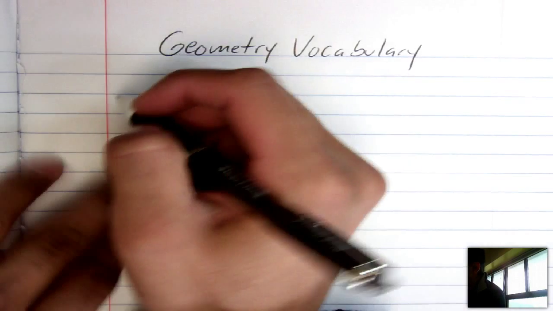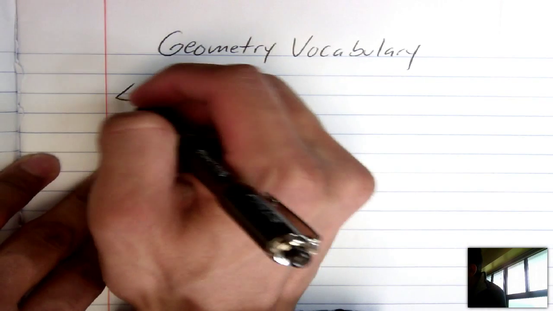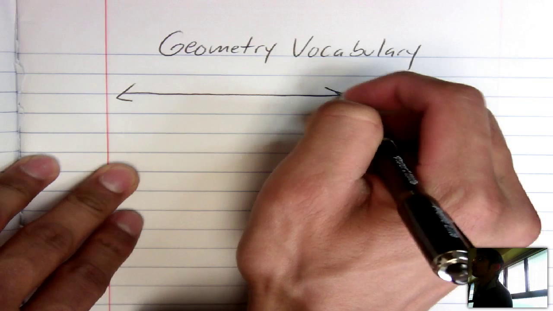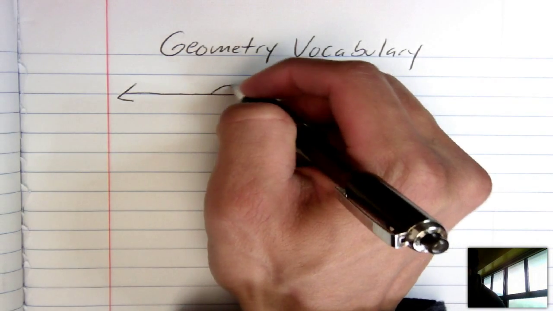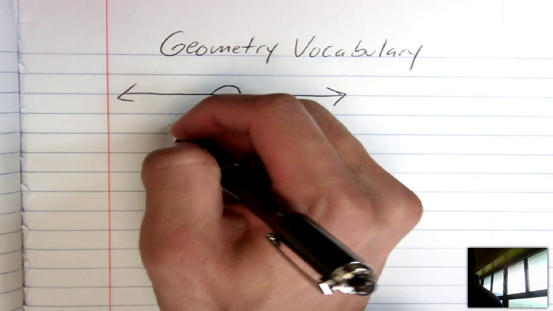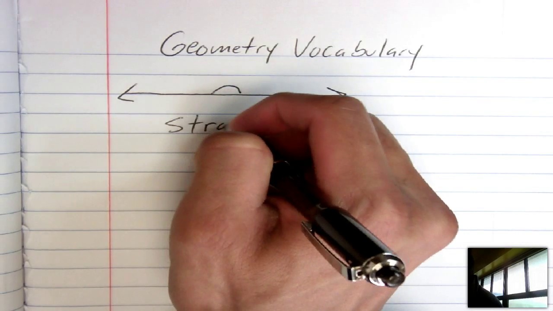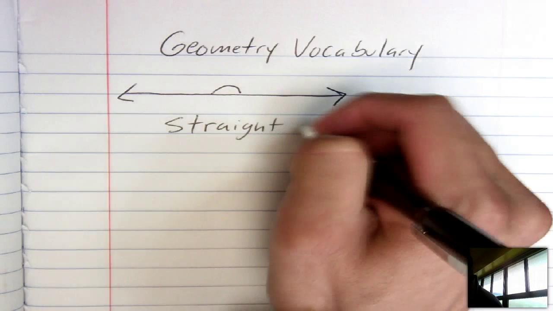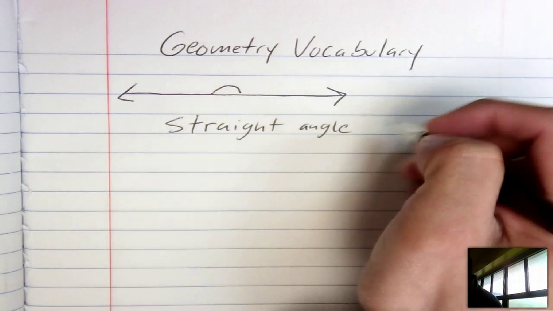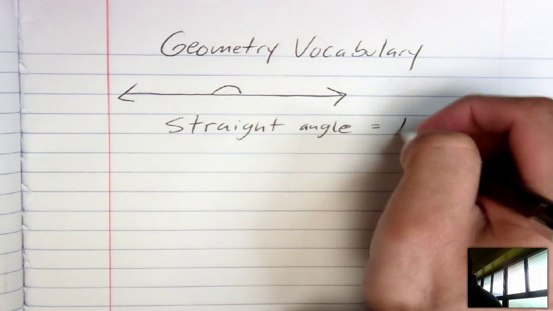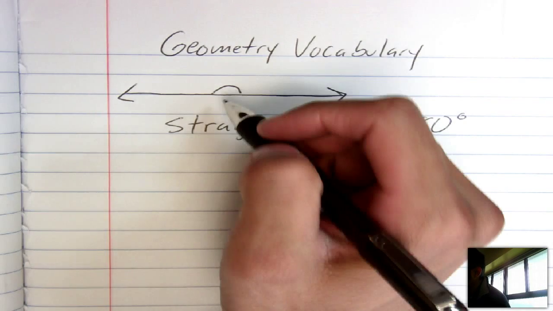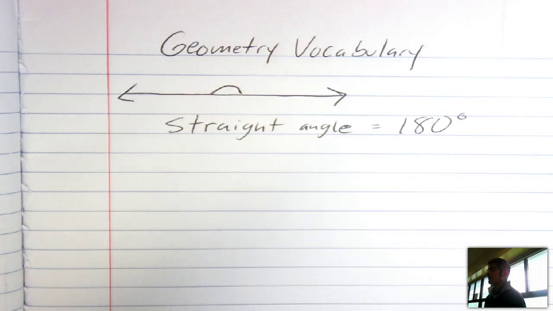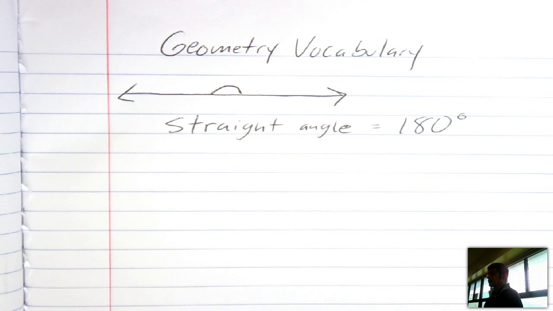So the very first thing we're going to start off with is draw this line right here. And I'm drawing a straight line, and that's the name of this type of angle. This is called a straight angle. It's a straight line, so it's called a straight angle. And a straight angle equals 180 degrees. Okay? Because it's half of a circle. If you look at this little part right here, this angle is half of a circle, and it's 180 degrees.